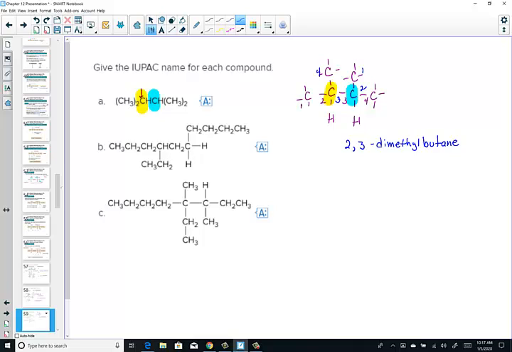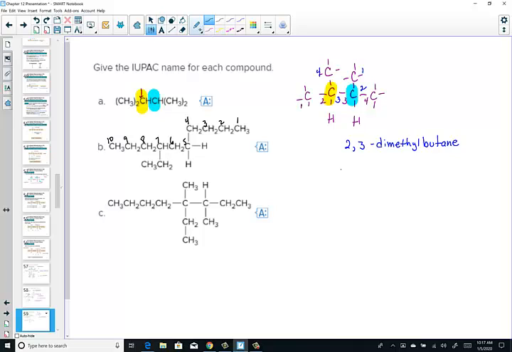How about letter B? Now what's nice is B has it all drawn out for us, so I don't have to redraw anything. We just want to find the longest carbon chain. At first glance, I'm unsure where the branching will be the lowest. I've got to try both ways. 1, 2, 3, 4. That's not a branch, is it? It's just directly leading me to the next carbon. 5, 6, 7. Now that's a branch. 8, 9, 10.